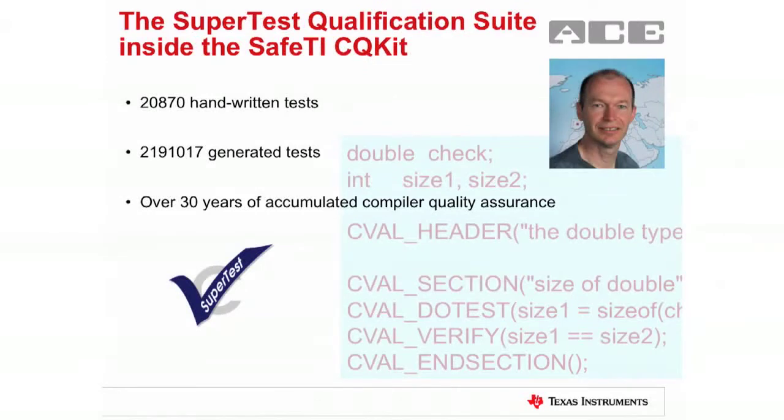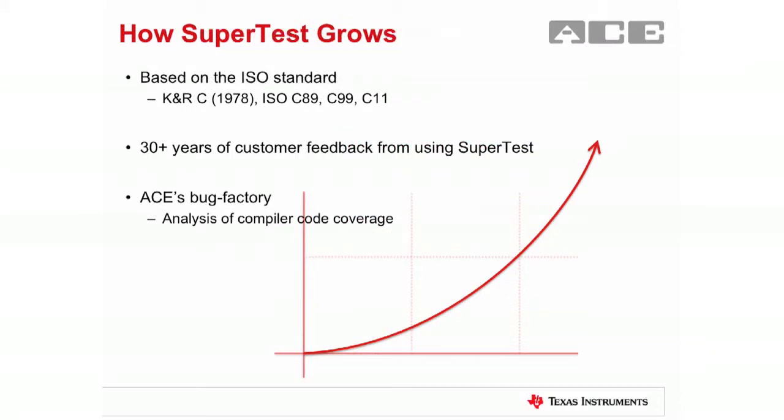SuperTest includes more than 30 years of accumulated compiler quality assurance. That is why ACE is the industry's leading provider of C and C++ validation services. SuperTest already existed when the first proper standard for C, known as C89, was ratified. In 1999 a new C standard appeared, and just recently the C11 standard was approved, a document of more than 600 pages. SuperTest has grown side by side with these language developments.